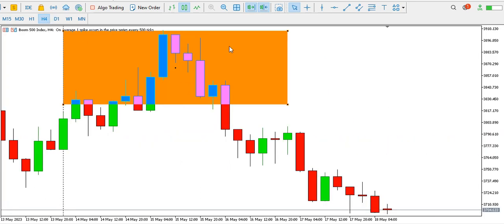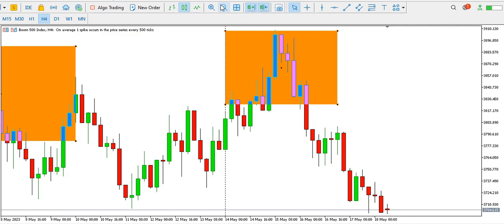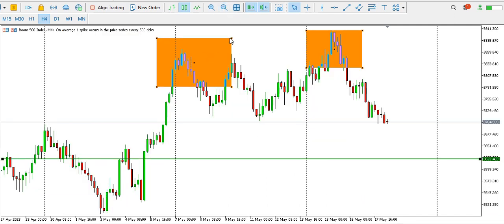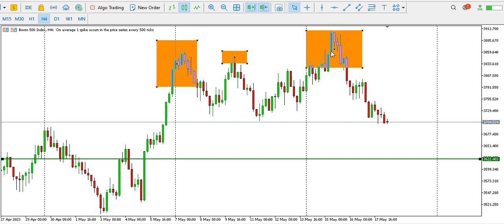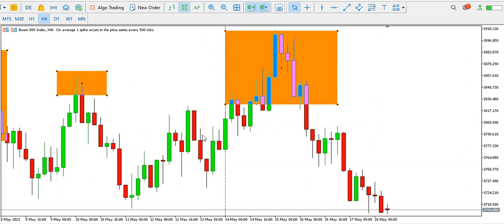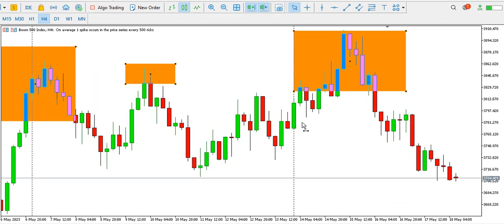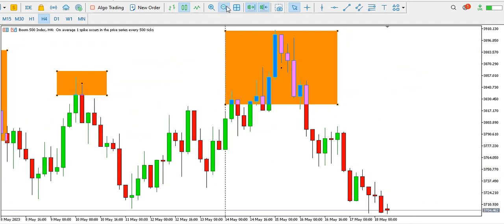On the 4 hour time frame, what do we have? On Boom 500, you can see a triple top. This is the first top, this is the second top, and this is the third top. Price has already broken the neckline, and price will most likely go down.